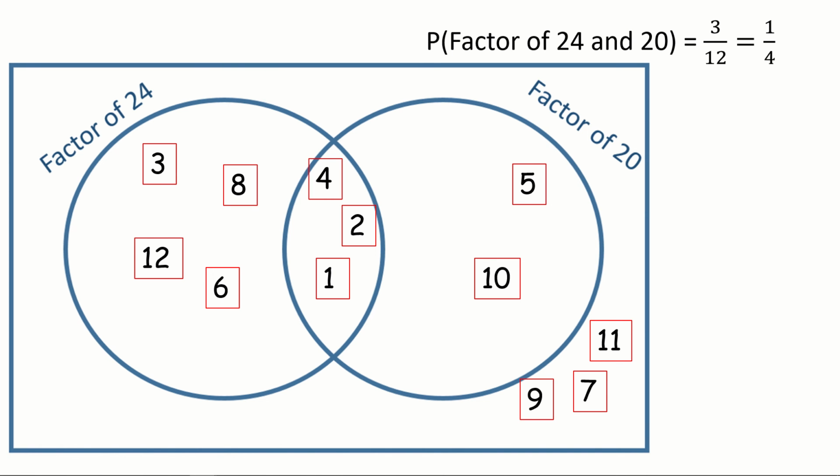Now you can simplify your fractions, but a lot of the time probability will be fine with you leaving them as unsimplified fractions because it has that meaning, 3 numbers out of 12. It helps us understand things better.